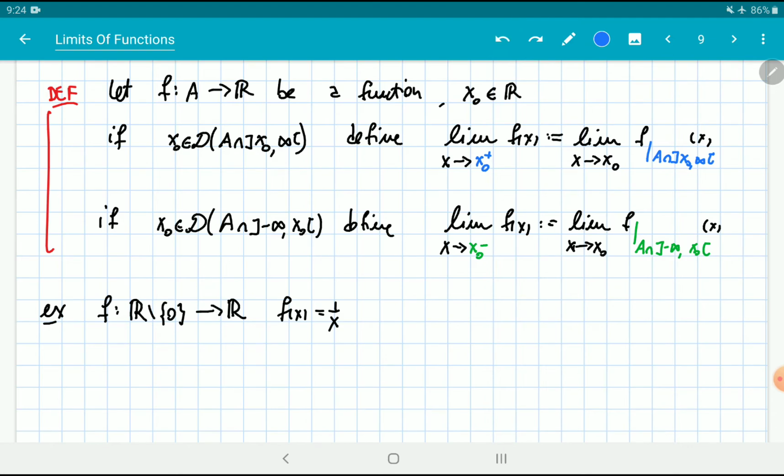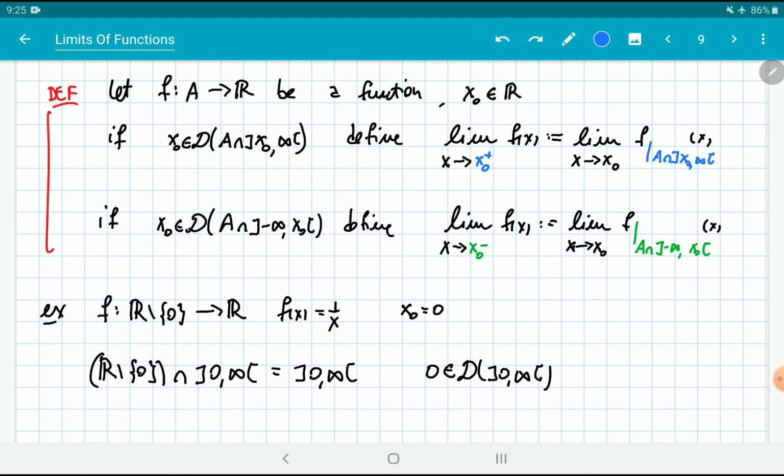Now let's do an example. So let's take the function that we considered before, 1 over x, and take x naught to be 0. So we can observe that if I look at the domain, my A is now R minus 0. This domain, if I intersect it with the interval to the right of 0, simply becomes 0 infinity, because that's a subset. So in particular, 0 is an accumulation point of this interval.